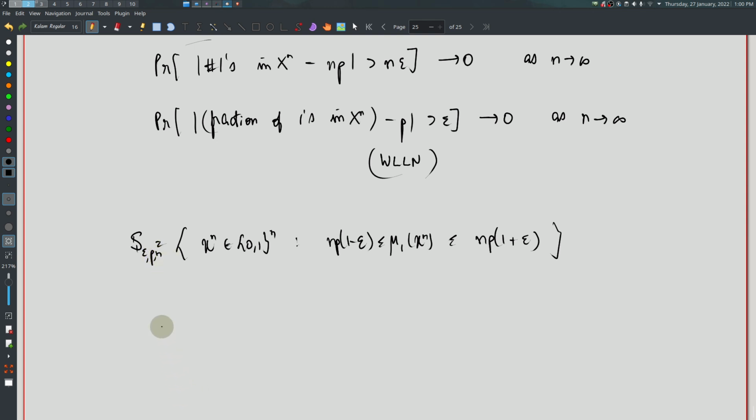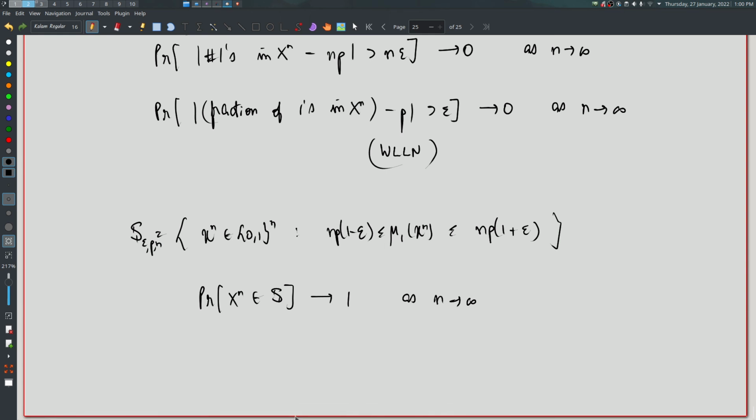Correct? So these are the sequences that are important to me. If the realization of x^n is not in this set, then I don't care if there's an error. So I want to reconstruct these sequences exactly, and other sequences I don't care. So we know that the probability that x^n lies in this set S is very large. So this tends to 1 as n tends to infinity.